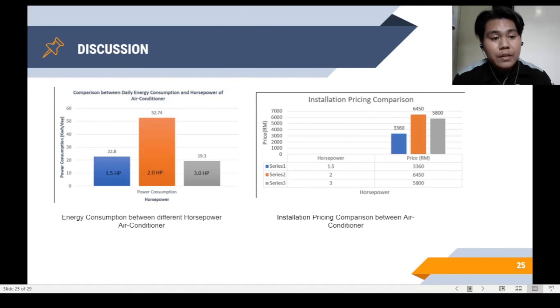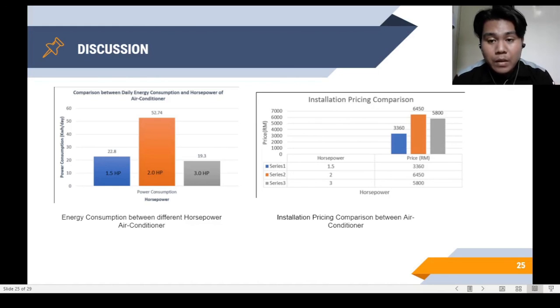Next, this is the comparison between daily energy consumption and horsepower of air conditioners. We can see the energy consumption between 1.5 horsepower, 2 horsepower, and 3 horsepower. 3 horsepower is the most efficient for power consumption in kilowatt hours per day. Next is the graph for the installation pricing comparison between air conditioners. Even though the 3 horsepower HVAC system is expensive, its energy consumption is the lowest because of the high-end technology.